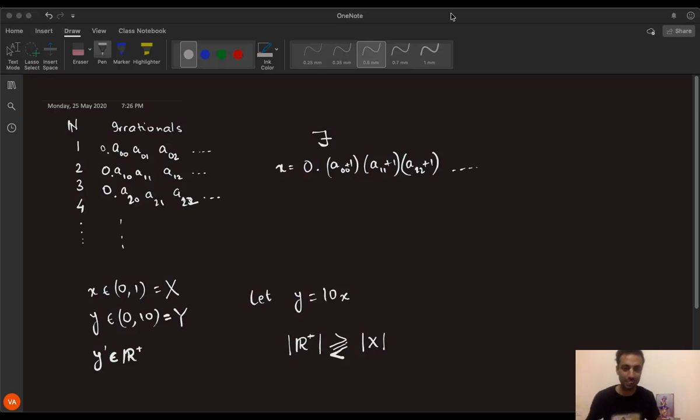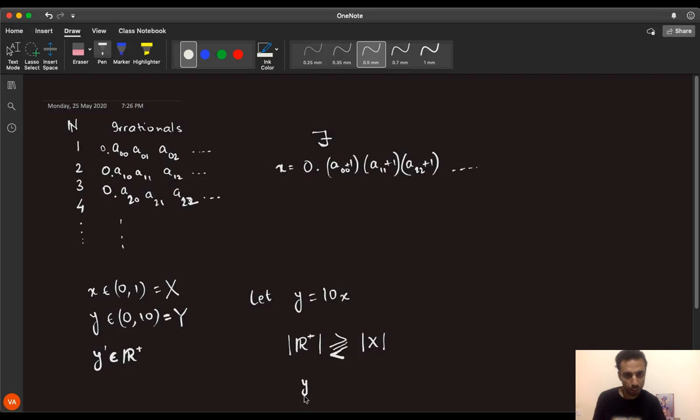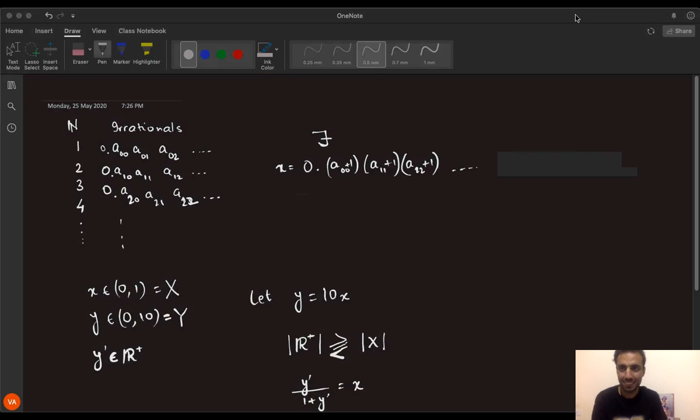Okay. Good answer. So basically you're saying Y dash upon 1 plus Y dash, this is my X. Good. Yes. So Abhishek Prabhu has just proved that infinite times infinity still remains the same infinity. That is what Cantor said.